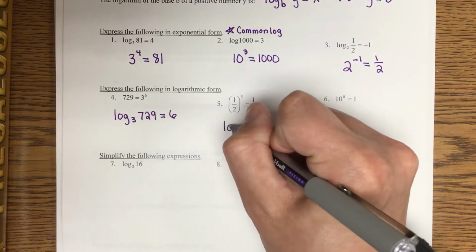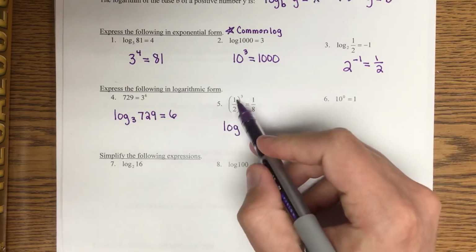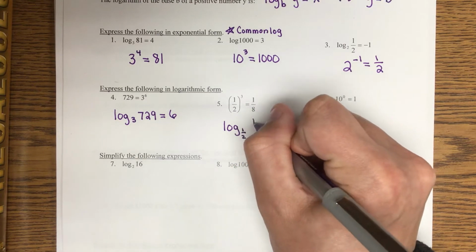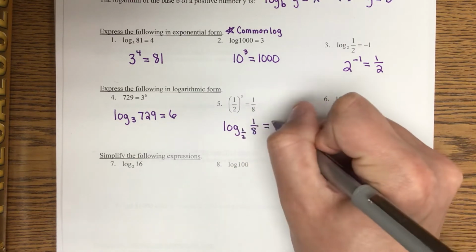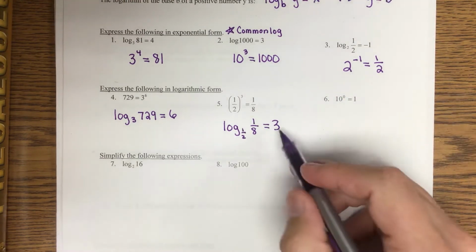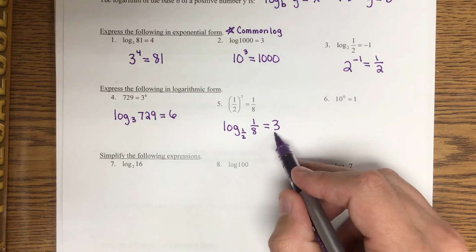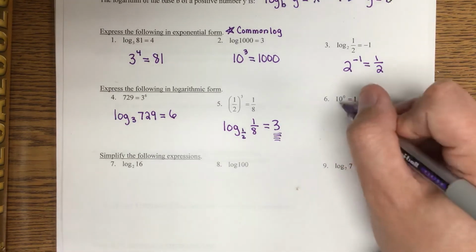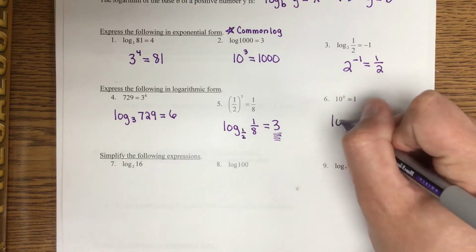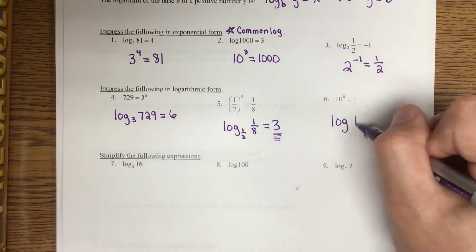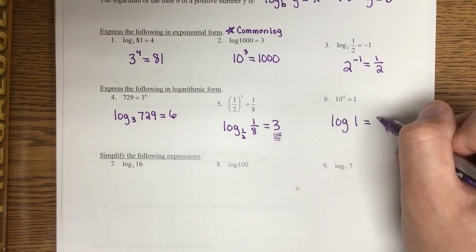So for number 5, it would be log base, the base here is a half, of 1/8, and that's equal to the power. A logarithm always gives you back an exponent. So this number right here is always the exponent. For number 6, I have a base of 10. You don't have to write base 10. So log of 1 is equal to 0.